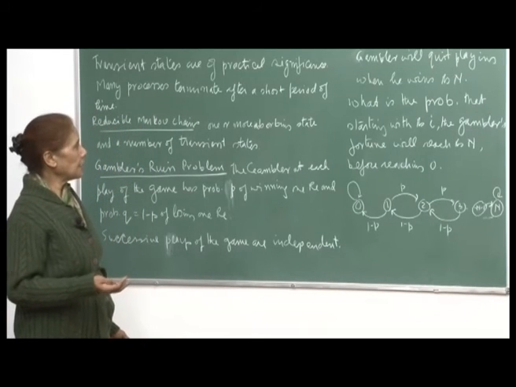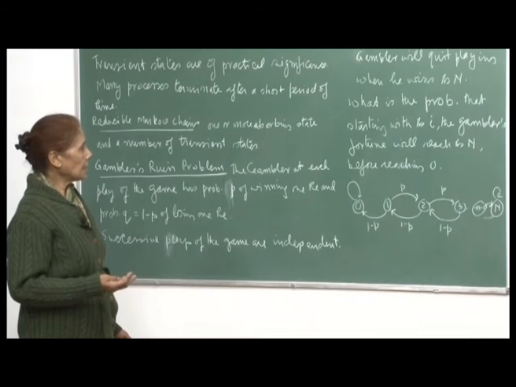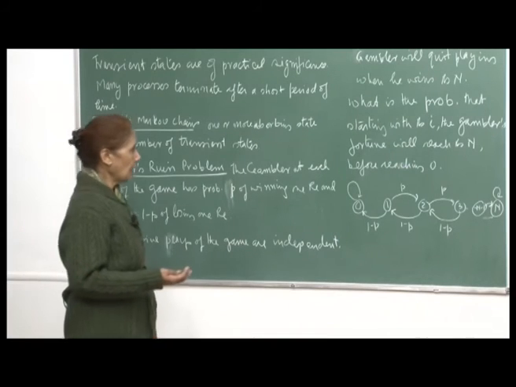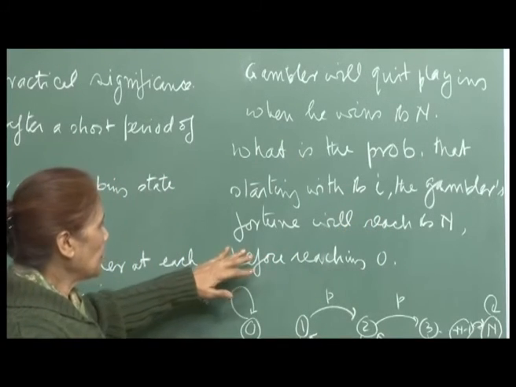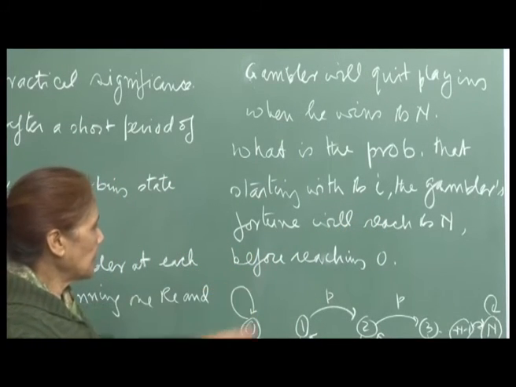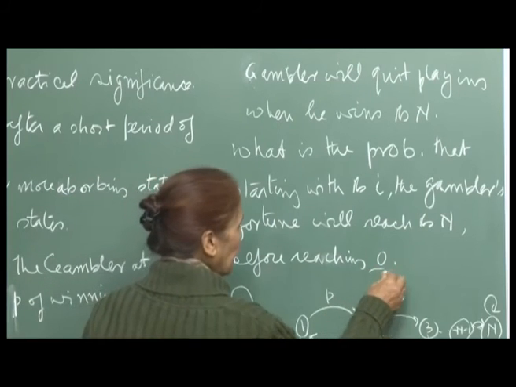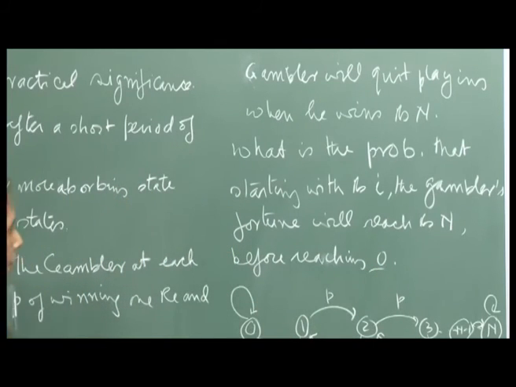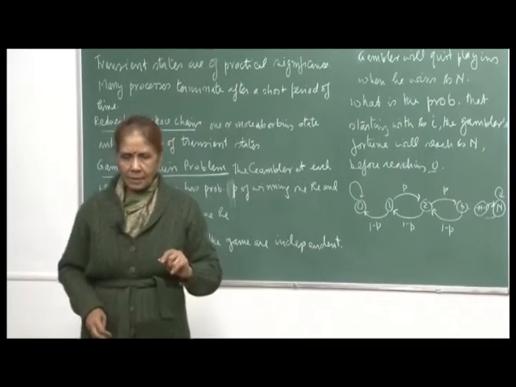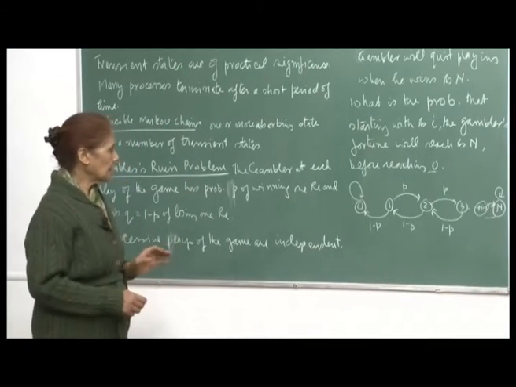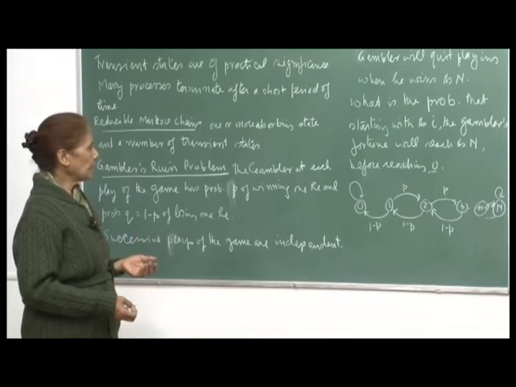So, we want to find the probability that, starting with rupees i, the gambler's fortune will reach rupees n before reaching 0, and that is what we mean by the ruin. Because if we allow the process to go on, then he will ultimately lose all the money, and that will be the end of his gambling, because then he cannot bet anymore.